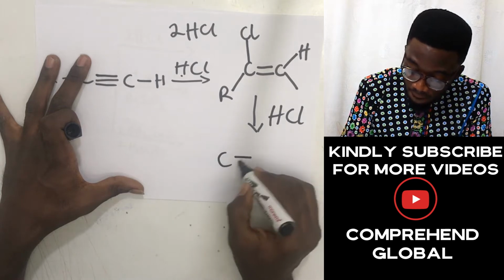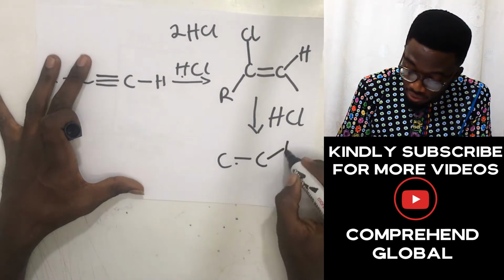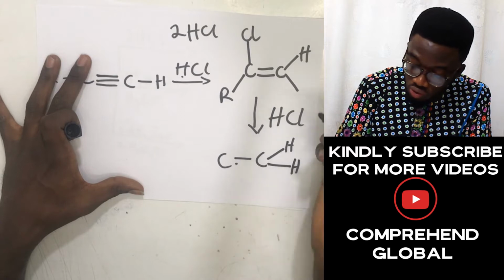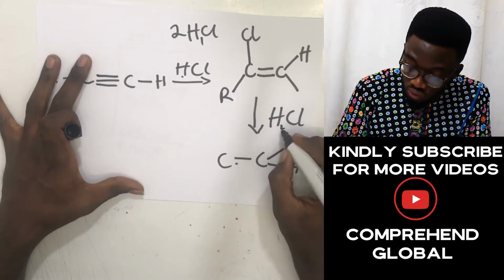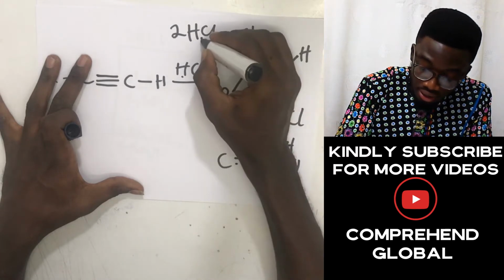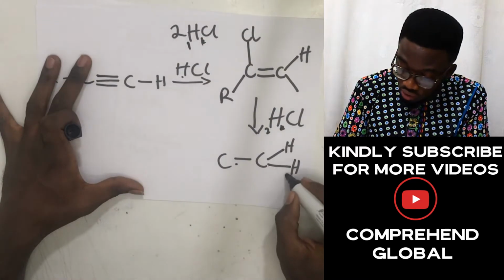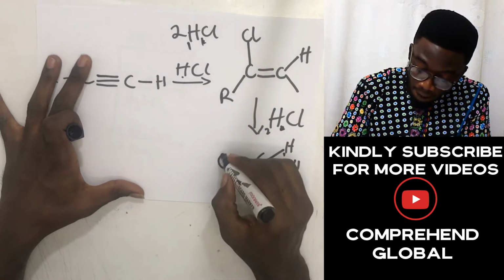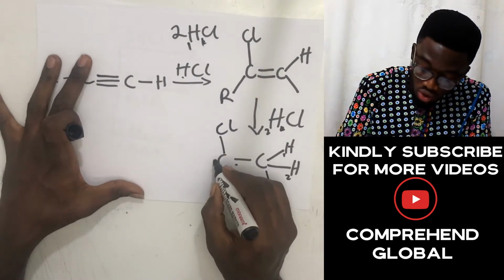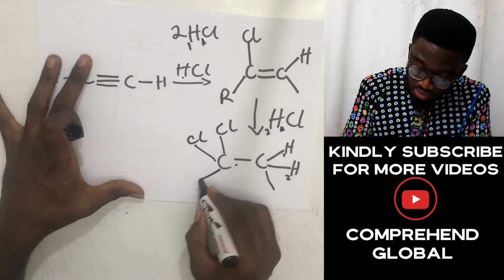Then the second hydrogen will come here. See, this is the first hydrogen, so let me put it here rather. The second hydrogen will come here. This is the first hydrogen. The second hydrogen also comes in. Then the second chlorine will also come in like that.